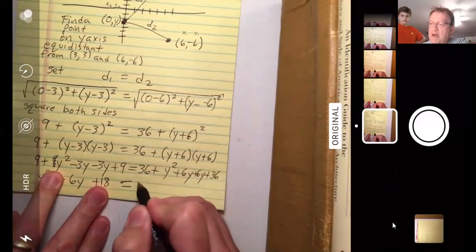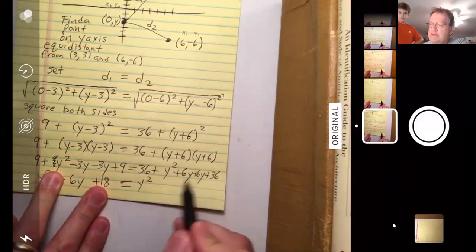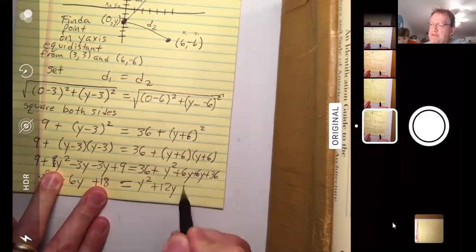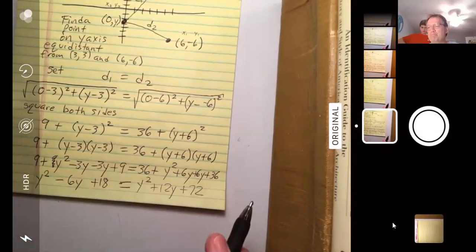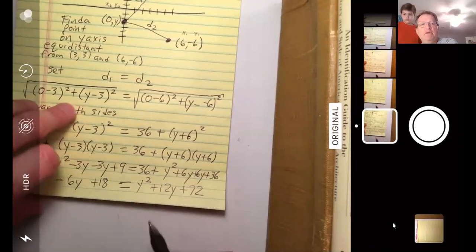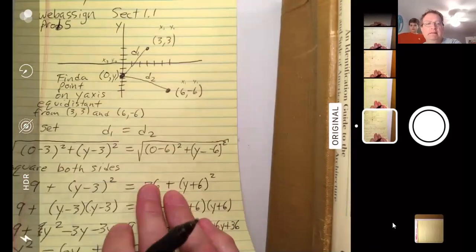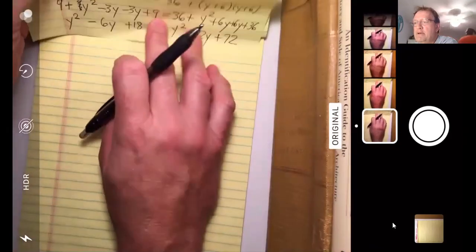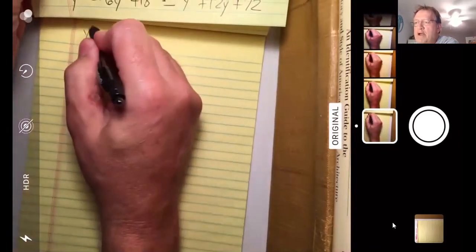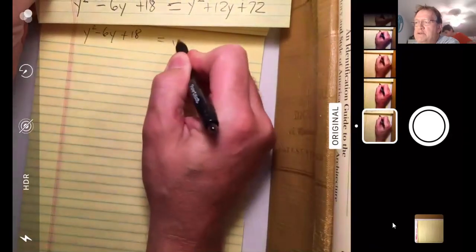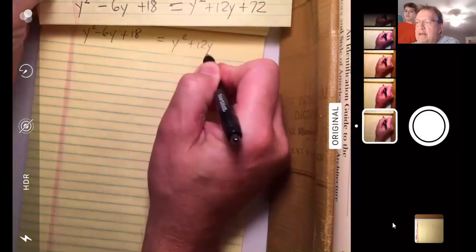Again, y squared by itself. 6y add 6y, 12y. 36 add 36, 72. I'm out of room, so let me recopy this so you can see what pieces I'm adding. The next page. So I've got y squared minus 6y add 18 on the left, and y squared add 12y add 72 on the right.